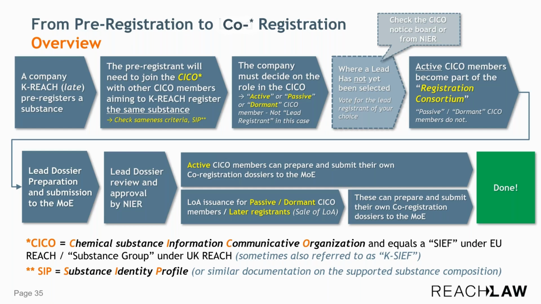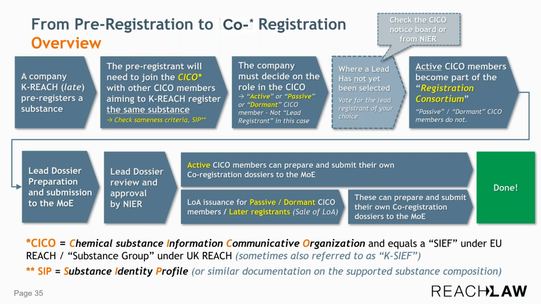So the SICO will be populated by other members aiming to register the same substance. At this point, you would also check the sameness criteria for this SICO, just to make sure that you have the same substance. And this can be checked by using this substance identity profile, or sometimes it can also be called something else.